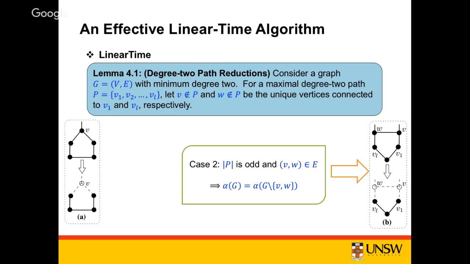In the following cases, V is not equal to W. In the second case, V is connected to W, and the length of the path is odd. Then we can remove both V and W from the graph without affecting the independence number. After we remove V and W, for the remaining vertices in the degree 2 path, we can obtain the optimal result by applying the degree 1 reduction.